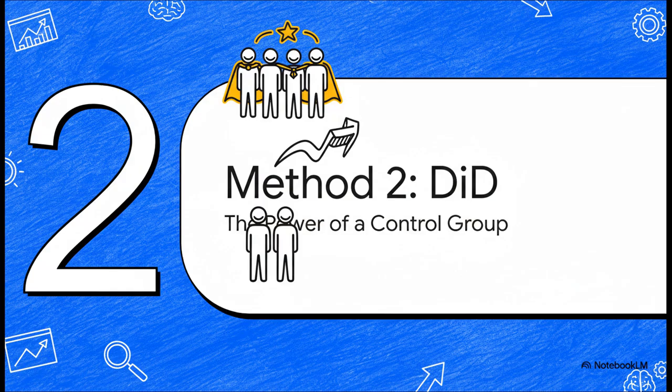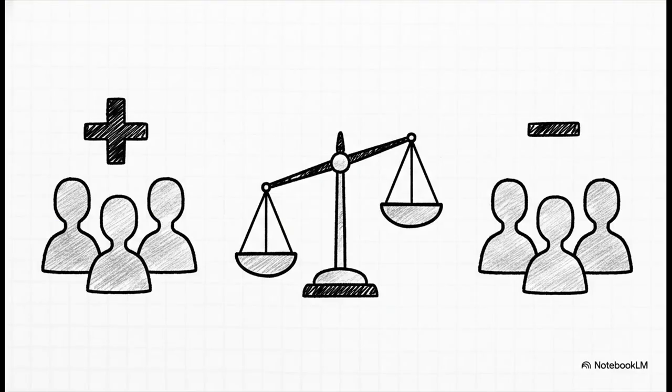And that brings us to method number 2, difference in differences. A lot of people just call it DID. This is where we add the superpower of a control group. DID is your go-to method when you have one group that gets some kind of treatment, like that new law in our city example, and another, similar group that doesn't. This lets us compare them side by side, which helps us zero in on the law's real effect.